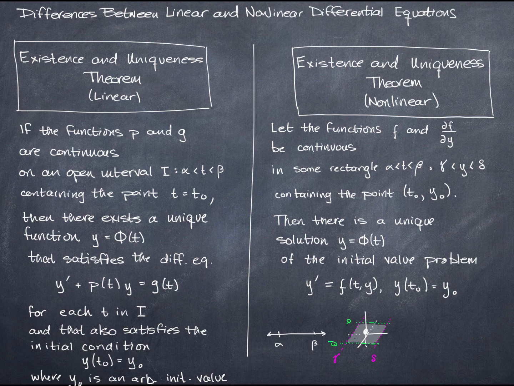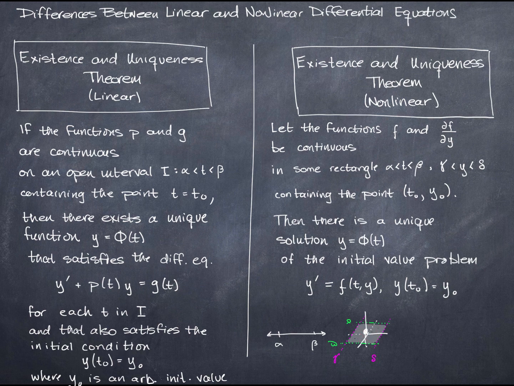My point is there are multiple combinations of t and y, and as long as they all fall in between t equals alpha and beta and y equals gamma and delta, then I'm allowed to use them. In the same way that I was allowed to use any t value as long as it fell between alpha and beta in the linear case, in the nonlinear case, I'm allowed to use any point t naught, or sorry, t comma y, as long as it falls in this rectangle.